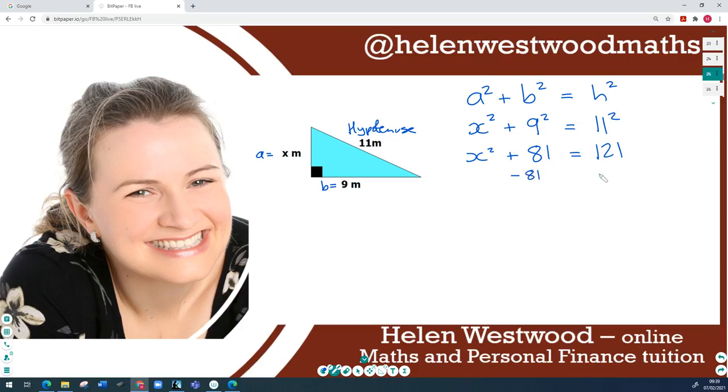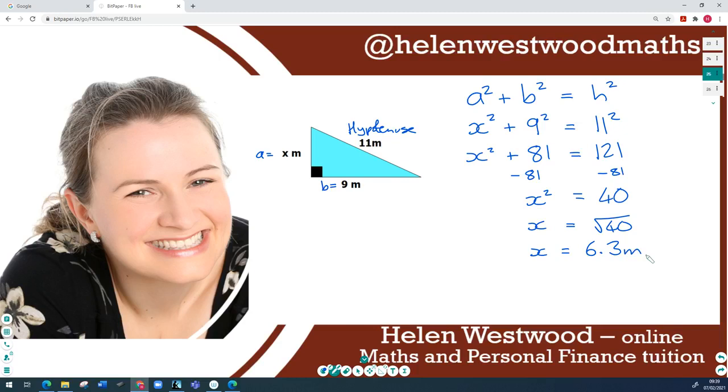So we use our solving equations knowledge. We minus 81 off both sides. And that gives us that x squared is equal to 40. And then just like before, in order to work out what x is, we've got to work out the square root of 40. Now we can sometimes get an answer that's a decimal, so I'm going to round the answer that I get to 1 decimal place. So that would be 6.3 metres.